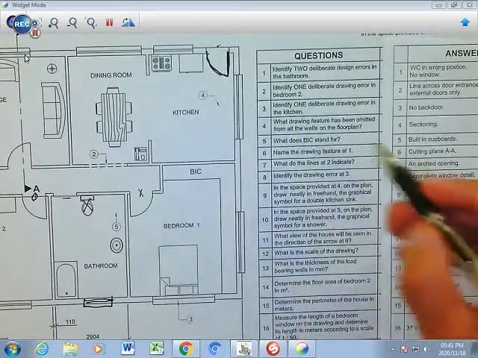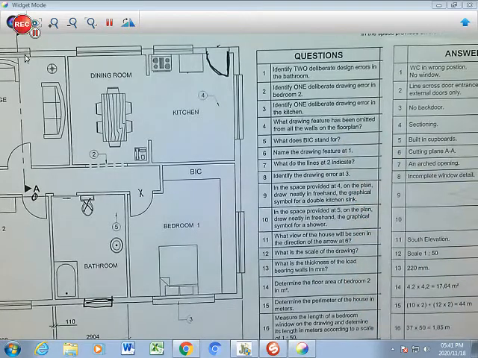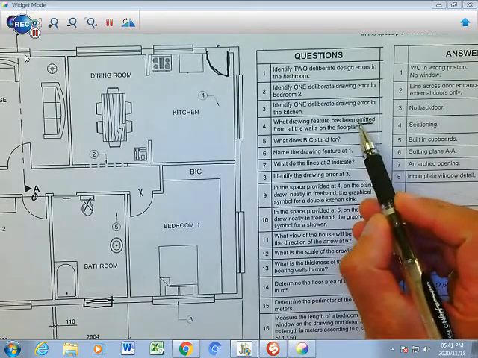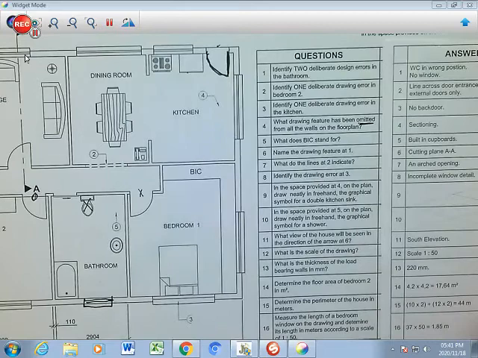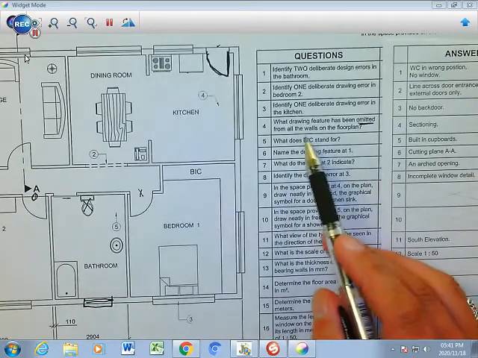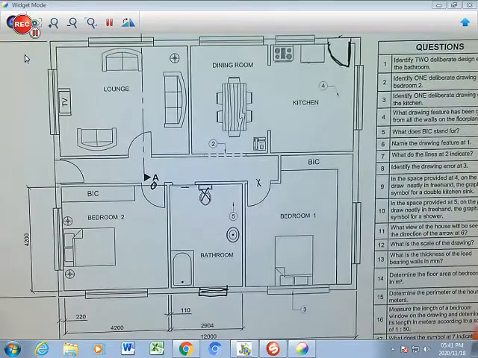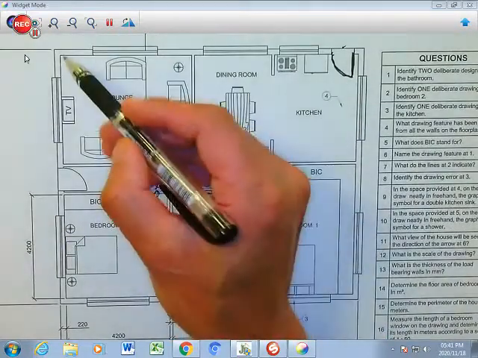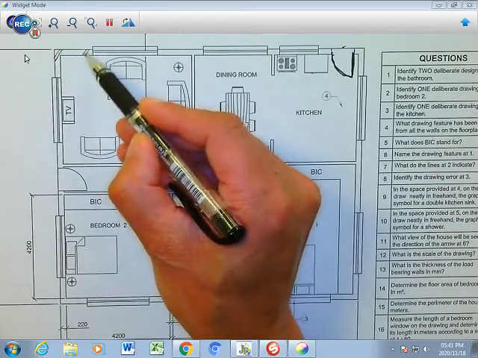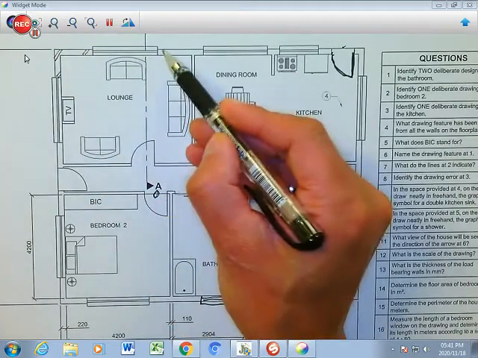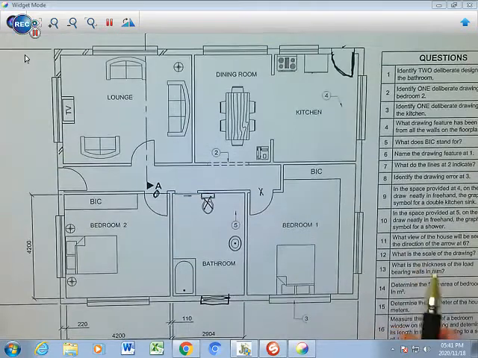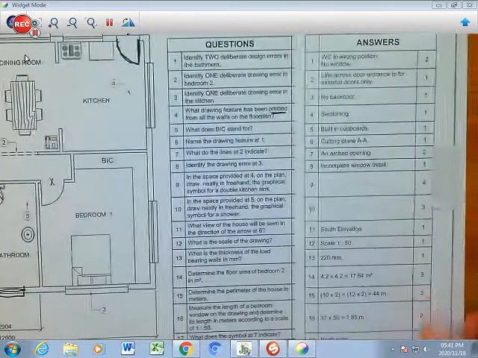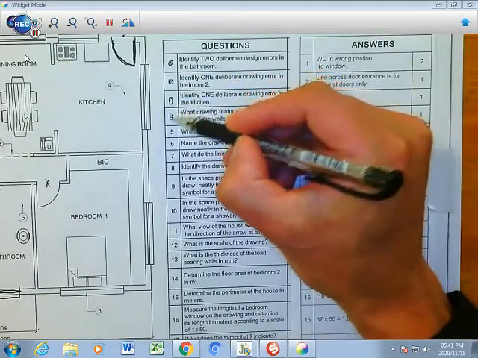What drawing feature has been omitted from the wall on the floor plan? Right? Omitted means what has been left out. That's what omitted means. So we're going to find on the walls of the floor plan here, what has been omitted? It is the sectioning. Remember, if you draw, there must be sectioning, 2 lines going across like that there. That is important when it comes to drawing floor plans. So we've covered number 1, number 2, number 3 and number 4. So we're going to number 5.